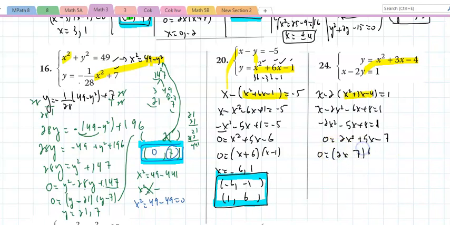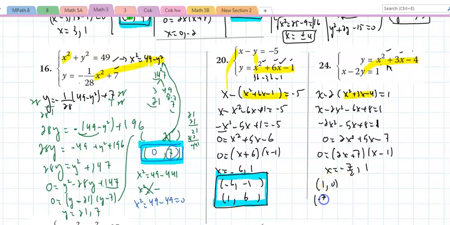So 2x and a 7, x and a 1. I want a plus and a minus. 2x squared plus 2 minus, yep. So x equals negative 7 halves, or a 1. And if x equals 1, that's easy. Put a 1 right there. That's 1 plus 3 is 4. Minus 4 is 0. Got it.